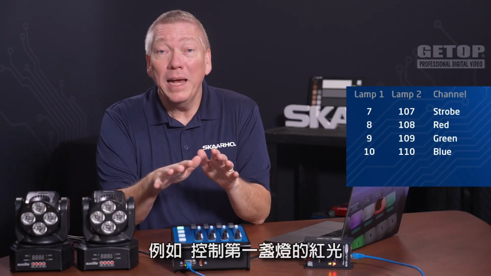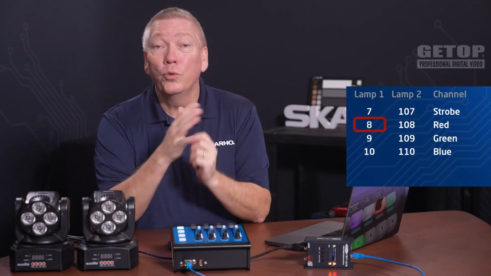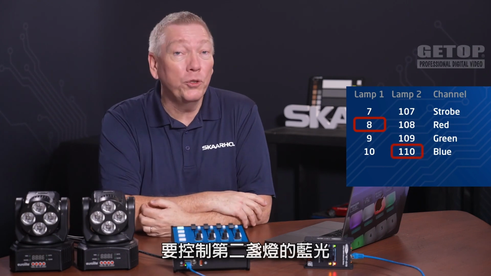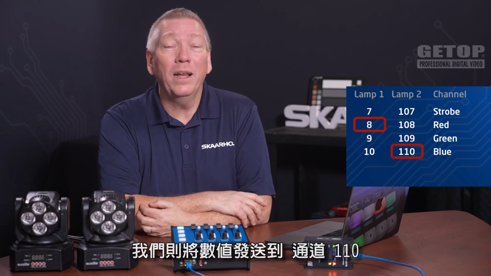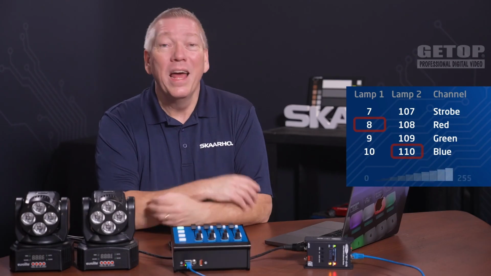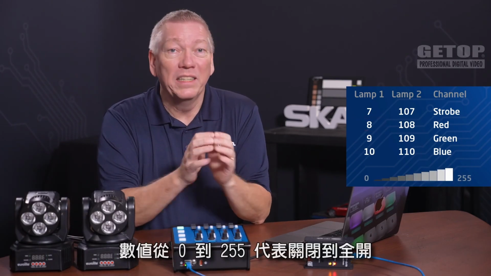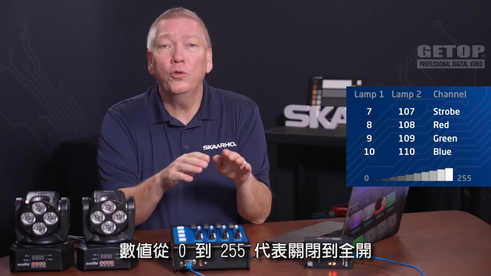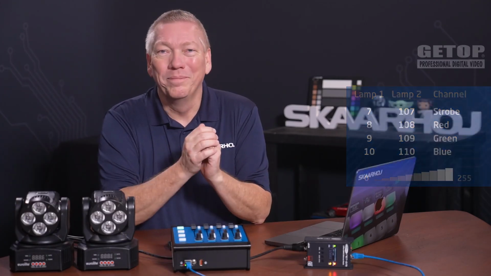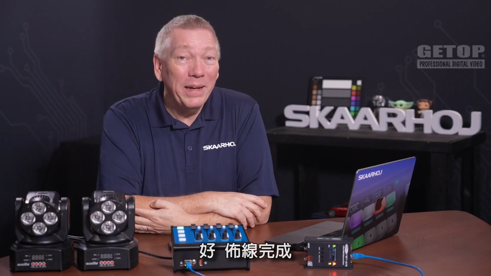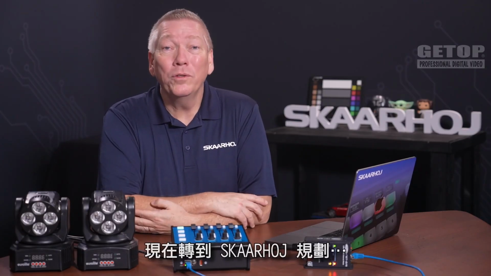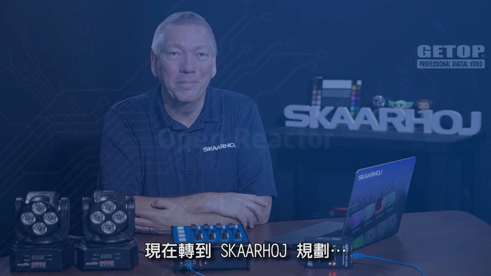demo. For example, to control red light on the first lamp, we send values to channel 8. To control blue light on lamp 2, we'll send values to channel 110. The values we send are from 0 to 255, scaling from turn it off to all the way up. Alright, cabling is done, and now we turn to the SKAARHOJ configuration.